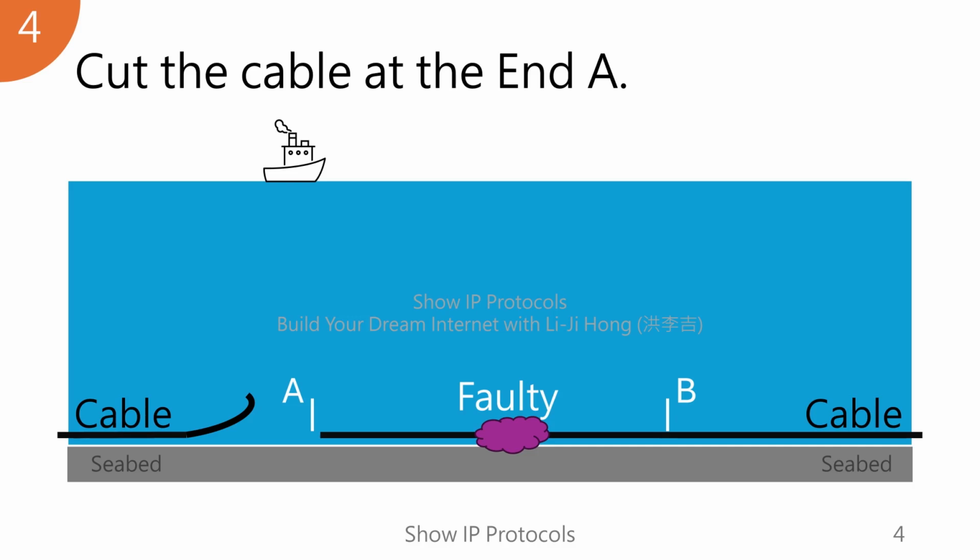4. Cut the cable at end A. Because in the next step, we will float end A of this cable to the surface of the seawater, we must cut the cable. To find the cable and an appropriate spot to cut the cable under the seawater, we can make use of special towed grabbing devices or undersea robots.